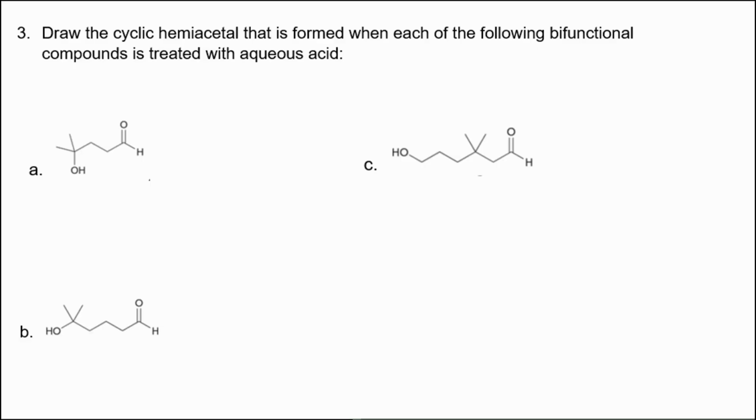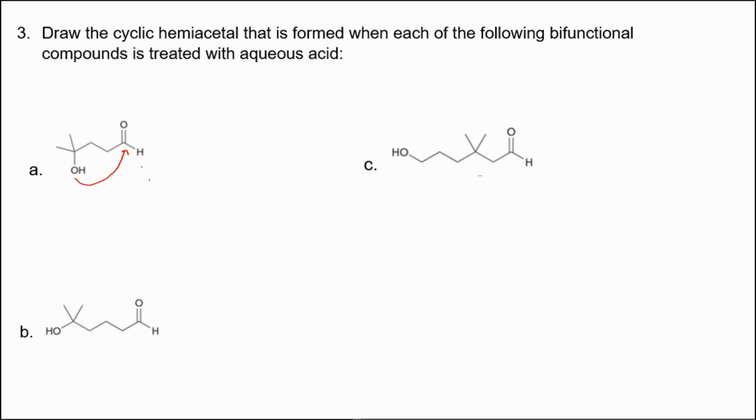All right, this is the Chapter 24 Extra Edition. Number 3 in the problem set asks you to draw the cyclic hemiacetal that's formed when each of the bifunctional compounds is treated with aqueous acid. So we're making the hemiacetal, and it's going to be an intramolecular one. The alcohol here is going to attack this carbon, and that oxygen is going to be part of the ring.